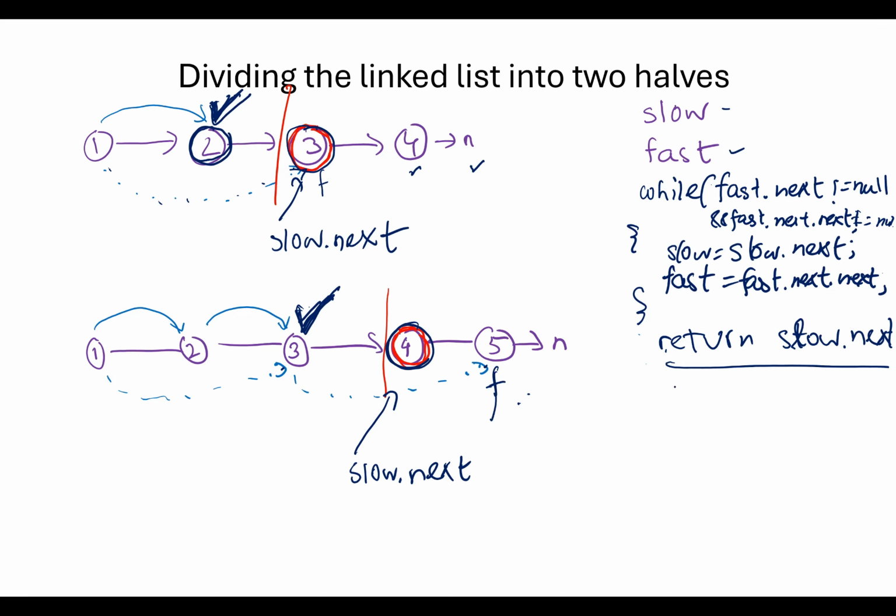Next, we make sure that we cut off: slow.next is equal to null. We make it null, so this is cut off. This is now in two different lists. Okay, so that's done, dividing the list into two.